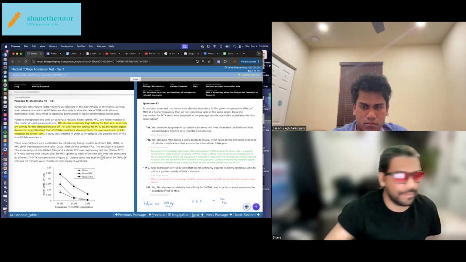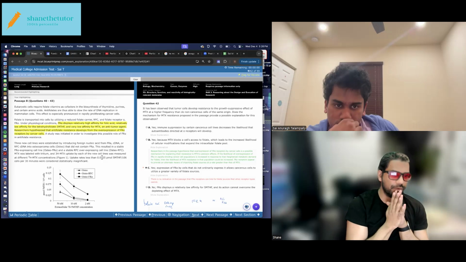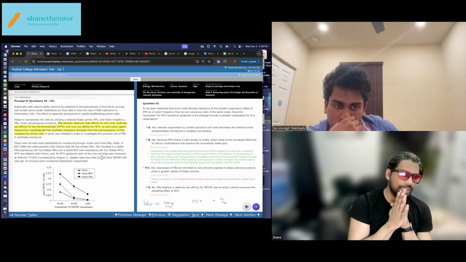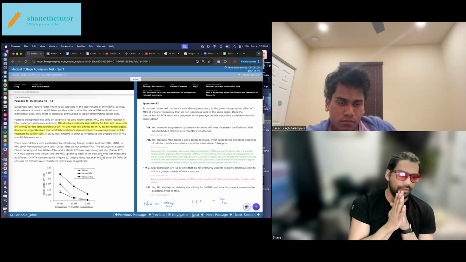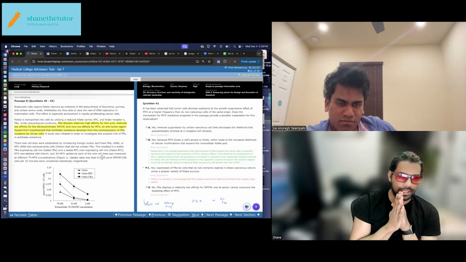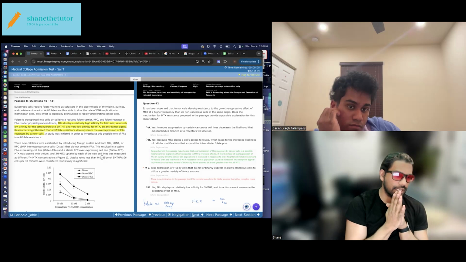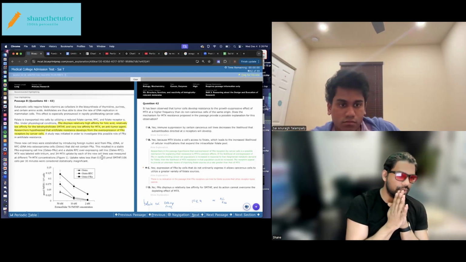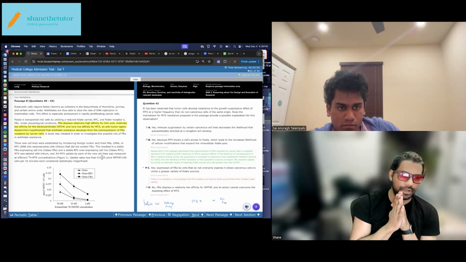Okay. A study was initiated in order to investigate this possible role of FR alpha in antifolate resistance. Three new cell lines were established by introducing foreign nucleic acid from FR alpha or FRA cDNA, or RFC cDNA into osteosarcoma cells that did not contain FRA. This resulted in a stable FR alpha.